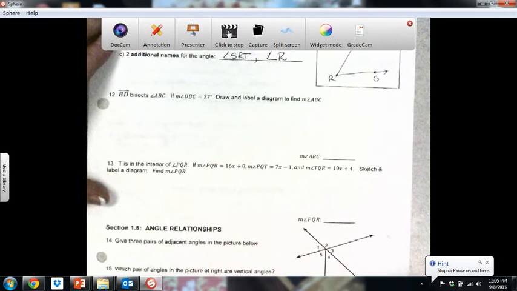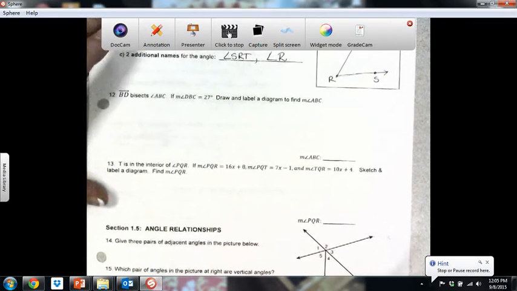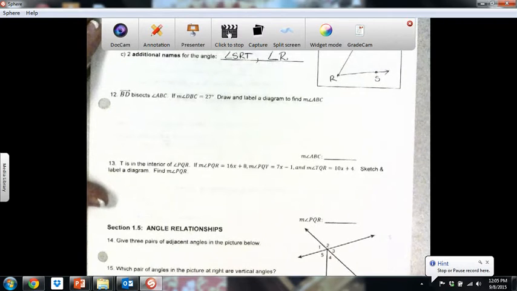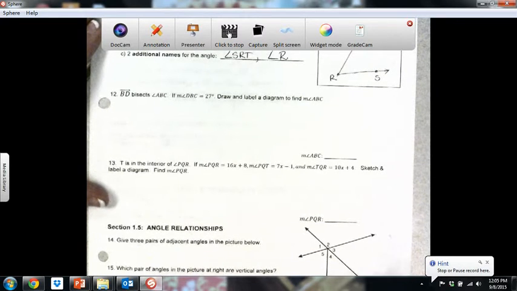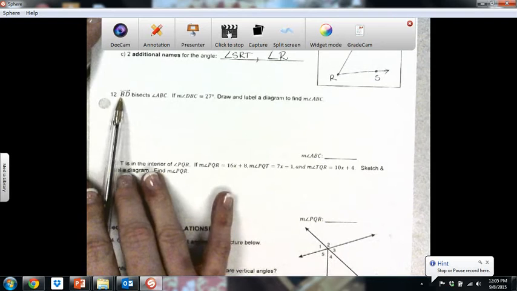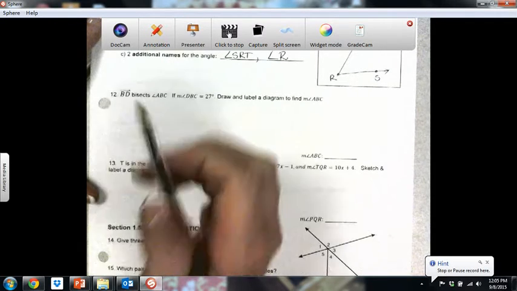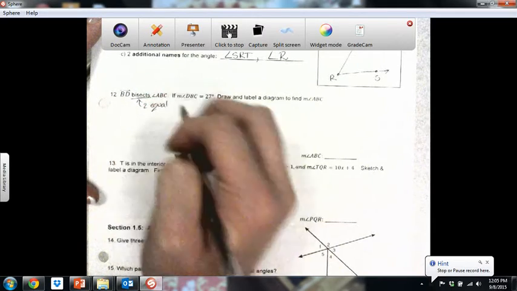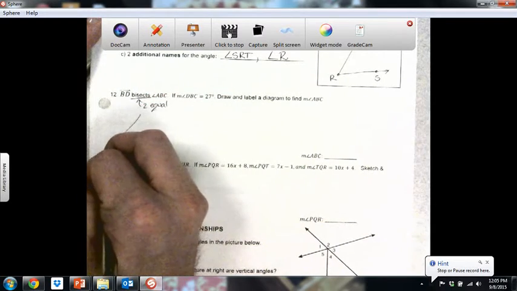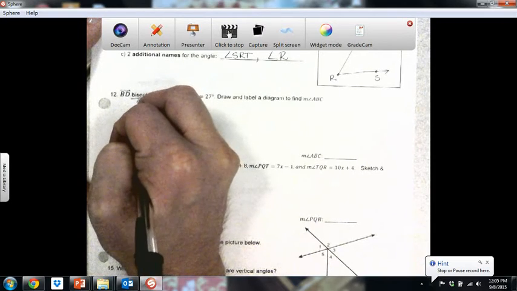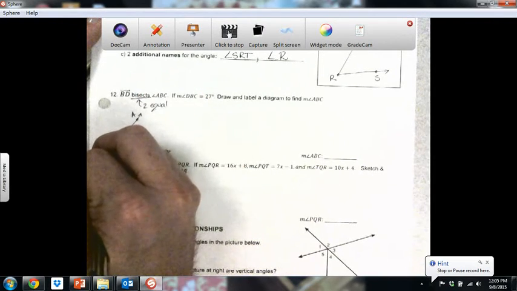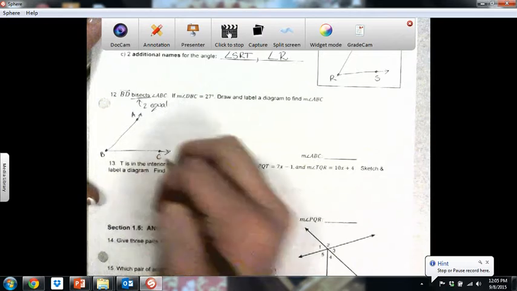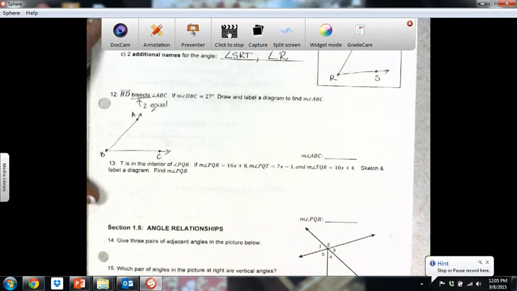Questions 12 and 13 are still part of section 1.4, but they require you to solve problems that have to do with angles. So for example, it starts by telling me that ray BD bisects, and I remember that bisect means two equal pieces, angle ABC. So I'm going to start by drawing a picture here. Angle ABC, didn't tell me whether it needed to be acute or obtuse, so this is fine.